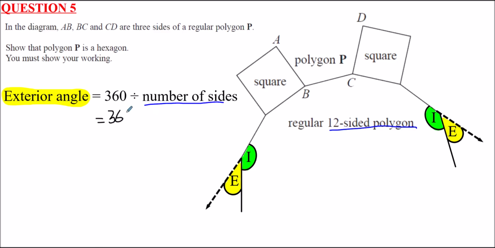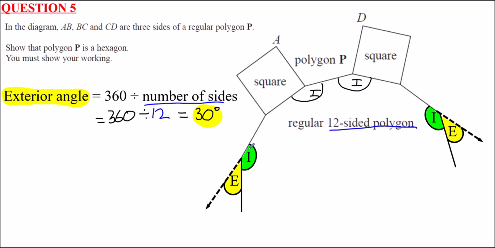So 360 divided by 12, that's going to give us 30. So the exterior angle is 30 degrees. We can then work out the interior angle, and because it's a regular polygon, all the interior angles will be the same as well. So this angle here where B and C are will also be the same green angle I. So this one and that one will be I's as well.